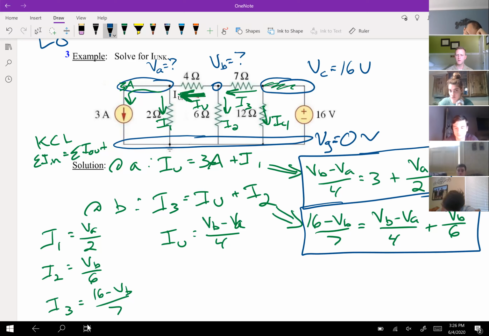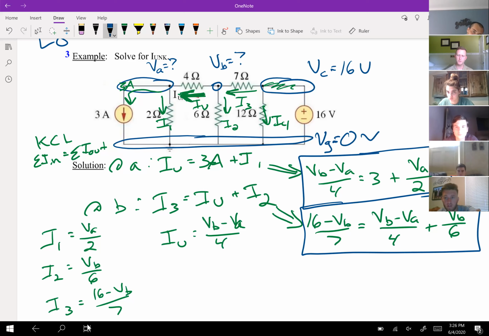I have VB and VA as my 2 unknowns. I have 2 equations. This is just algebra. If you want to solve it with linear algebra, you can. If you want to solve it with your calculator, you can. If you want to solve it by hand, you can. But I will say this, and this is recorded, so I guess I won't hear it.